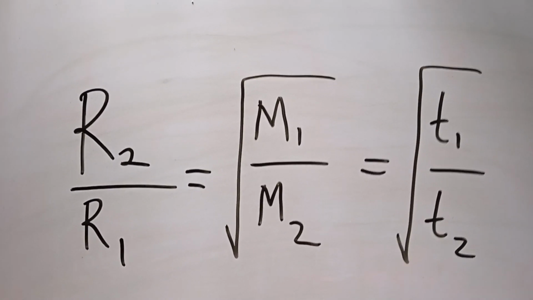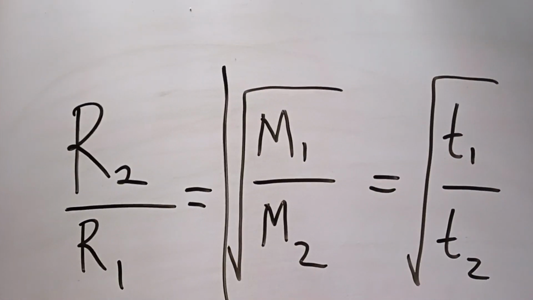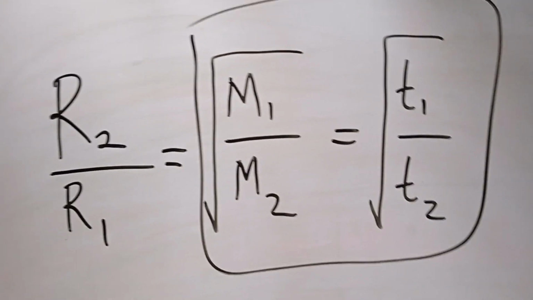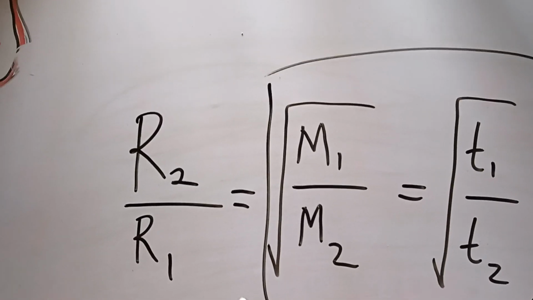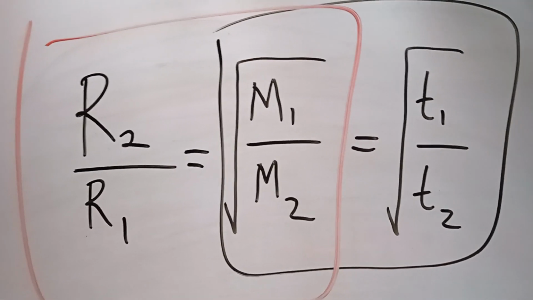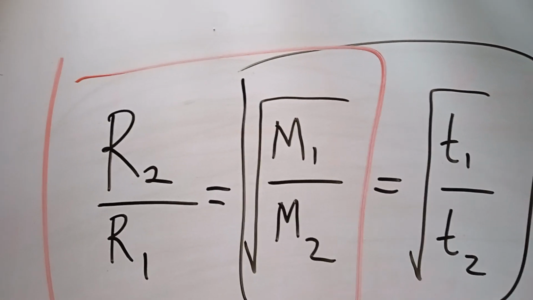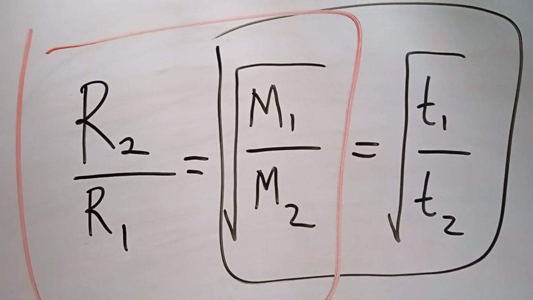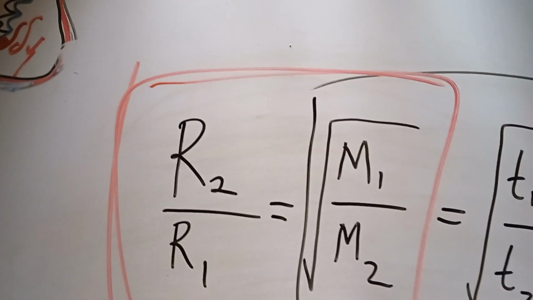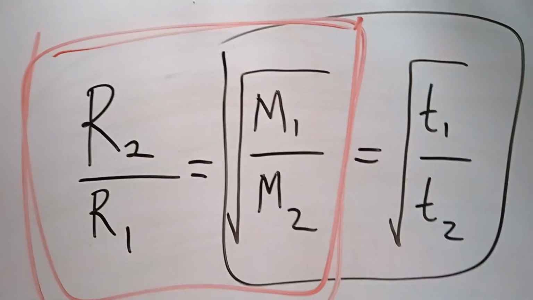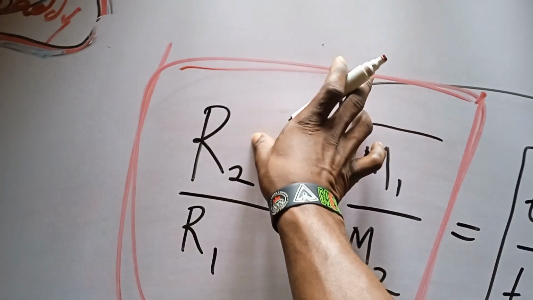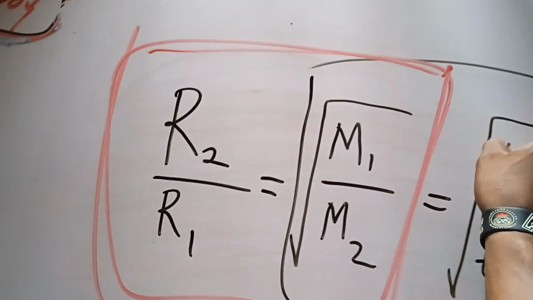So when a question gives you molar mass and time, you make use of this. When you're given rates of diffusion and molar mass, you make use of this. And when you're given all three, you can make use of the three formulas. Naturally we see more questions on this, but when cases of time come, you make use of what you have.